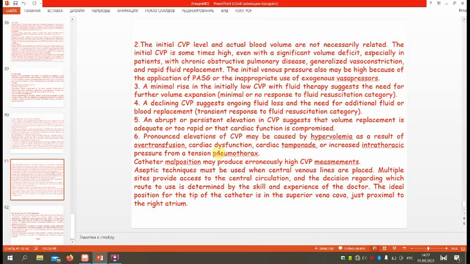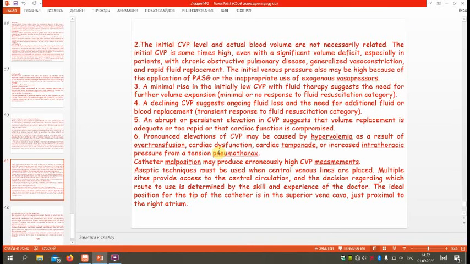Fifth, an abrupt or persistent elevation in CVP suggests that volume replacement is adequate or too rapid, or that cardiac function is compromised. Sixth, pronounced elevation of CVP may be caused by hypervolemia as a result of overtransfusion, cardiac dysfunction, cardiac tamponade, or increased intrathoracic pressure from a tension pneumothorax. Catheter malposition may produce erroneously high CVP measurements.